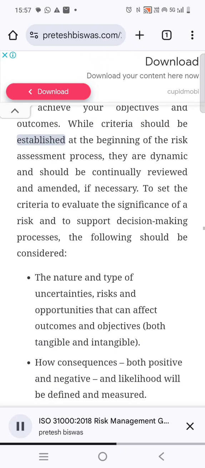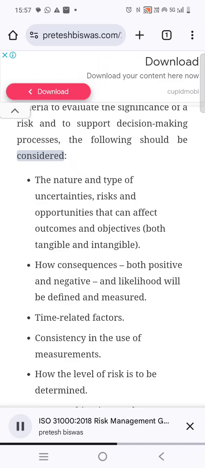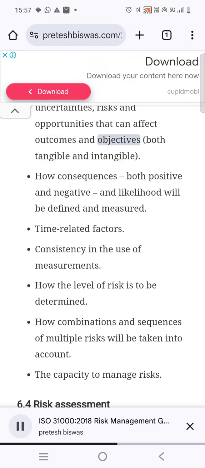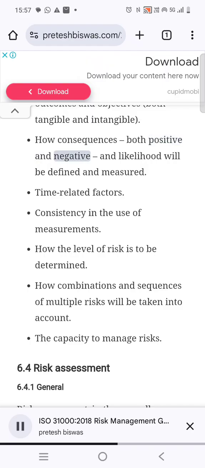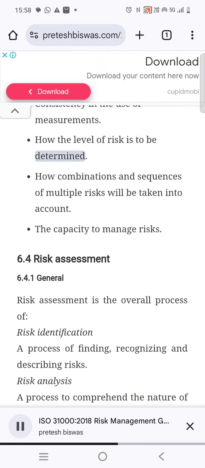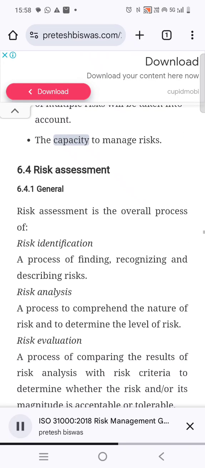While criteria should be established at the beginning of the risk assessment process, they are dynamic and should be continually reviewed and amended, if necessary. To set the criteria to evaluate the significance of a risk and to support decision-making processes, the following should be considered. The nature and type of uncertainties, risks and opportunities that can affect outcomes and objectives, both tangible and intangible. How consequences, both positive and negative, and likelihood will be defined and measured. Time-related factors. Consistency in the use of measurements. How the level of risk is to be determined. How combinations and sequences of multiple risks will be taken into account. The capacity to manage risks.